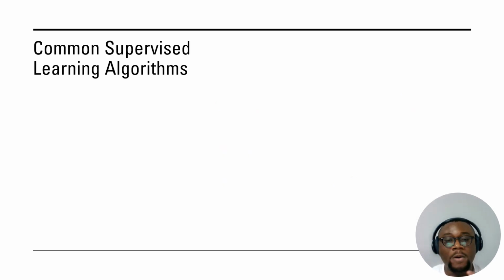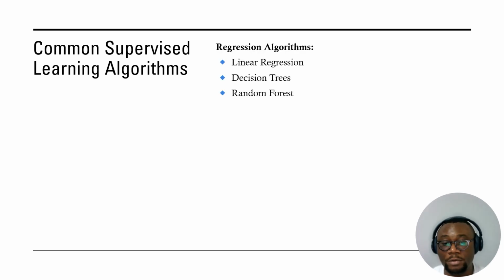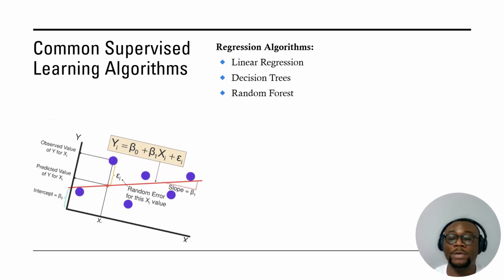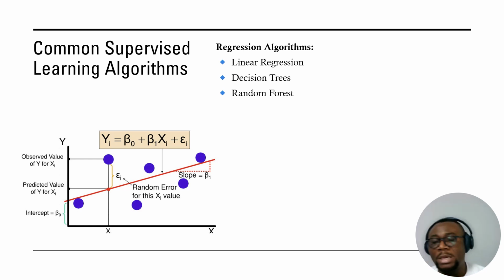Now, a common example of supervised learning algorithms in regression is linear regression. Linear regression is usually the simplest model among the regression algorithms. We also have the decision tree, and we also have the random forest. Now, I want to make a note here that the more complex the problem becomes, the more difficult it becomes to evaluate the model using a linear model. So that's what gives rise to the other algorithms like the decision tree and random forest you see.